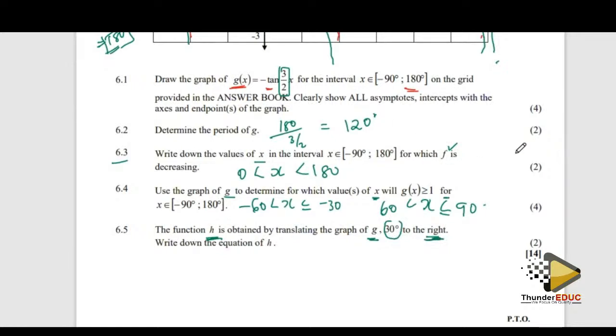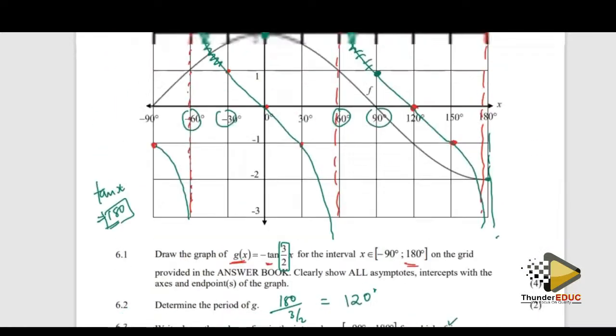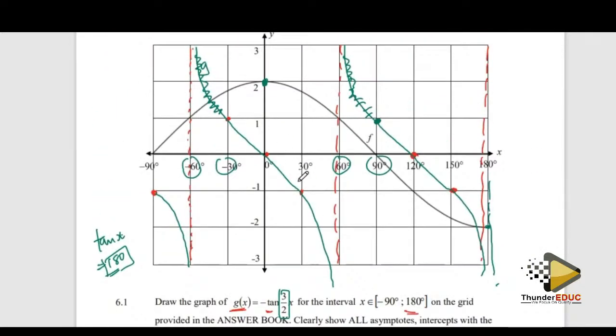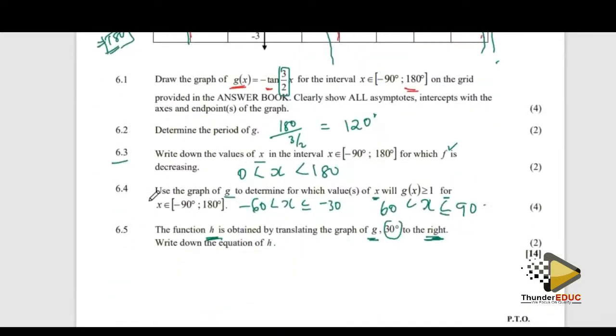Okay, they want the equation of h. So we are translating G. G is this tan graph. 30 units to the right, we're moving it in this direction. That's not really relevant to us now, but let's just look at the equation itself.